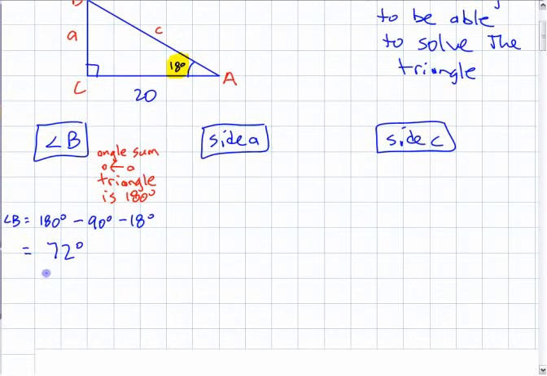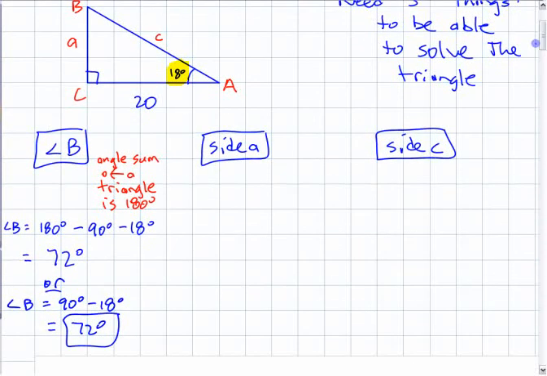You could do it this way. You could say angle B is 90 minus 18. 90 minus the other one, 72 degrees. That's quicker, right? Because the two non-right angles are always going to add up to 90. So there, you already found one of the things. Solving a triangle is not as hard as you think.